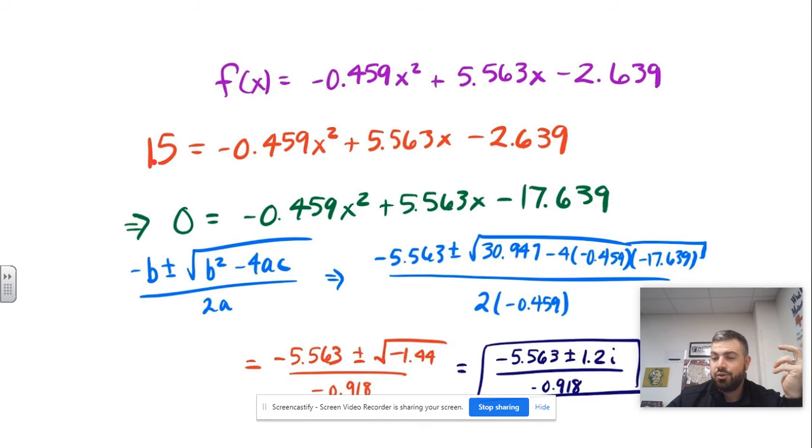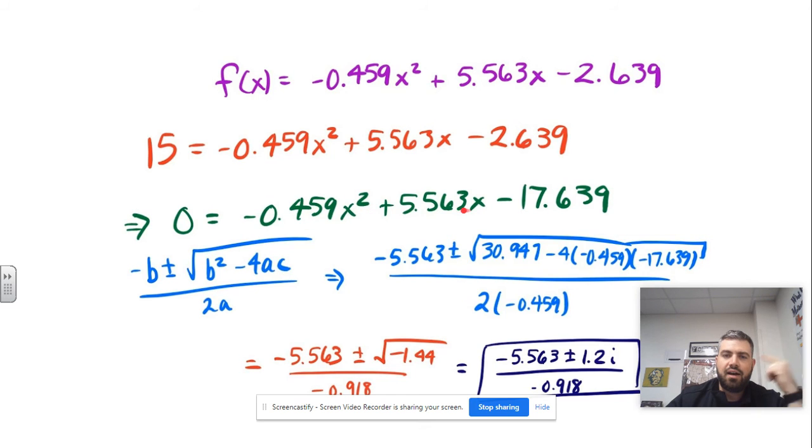Now, from the graph, it shows that it's not equal to 15, right? But there's got to be a case when it does, right? So we set it equal to 15. We subtract 15 from both sides. Now it's equal to 0. Now we can find our roots. And so we do that. We use the quadratic formula, A, B, and C.